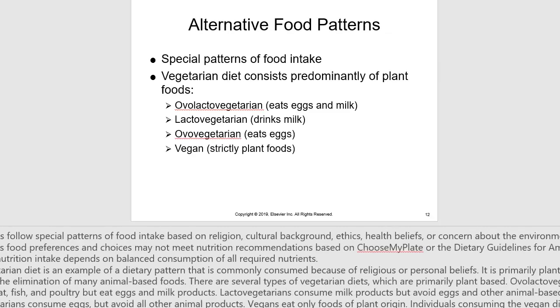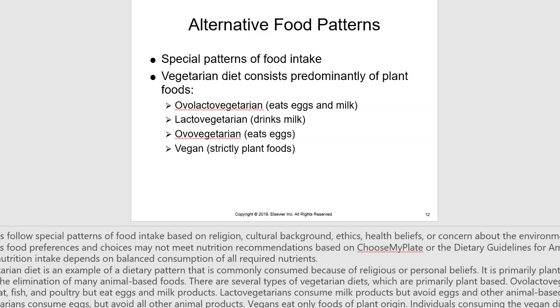There are some people who have alternative food patterns, and they can be based on religion, culture, ethics, health beliefs, or concern about the environment. Patients' food preferences and choices may not meet nutrition recommendations based on Choose My Plate or the dietary guidelines. Optimal nutrition intake depends on balanced consumption of all required nutrients.